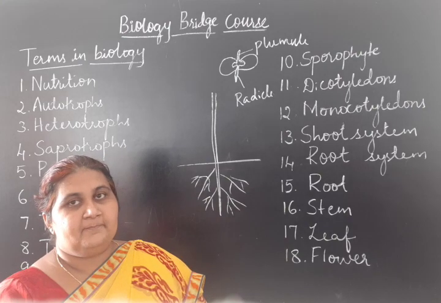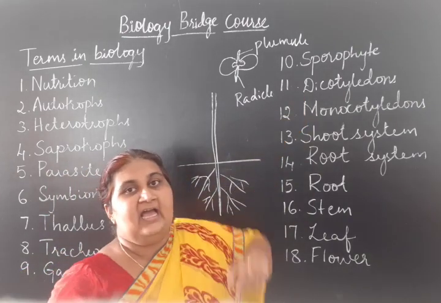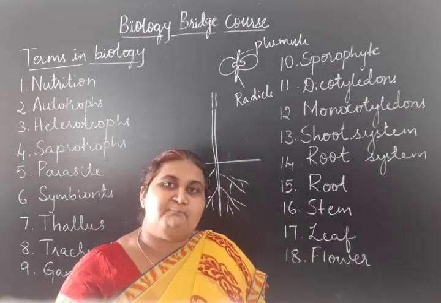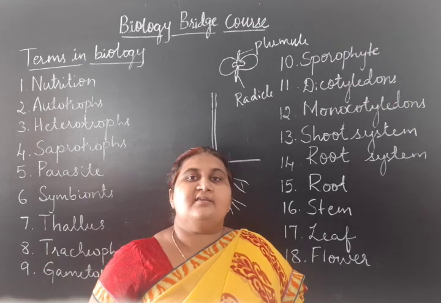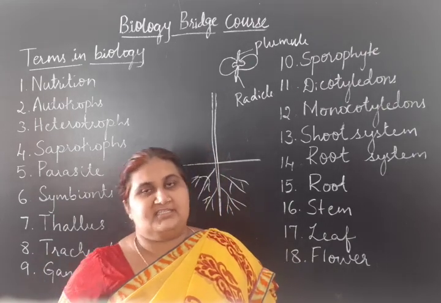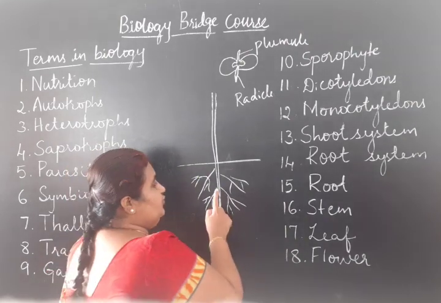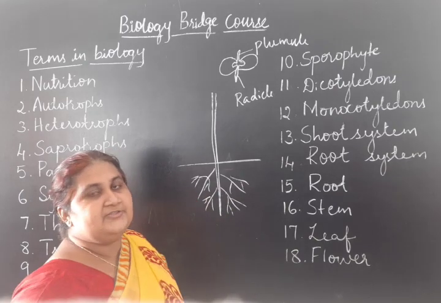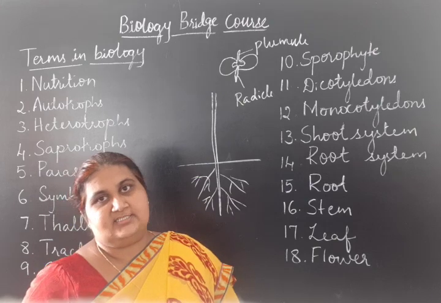Taproot system is found in dicots. In this type of root system, the primary root produces secondary and tertiary roots. So that is called the taproot system.